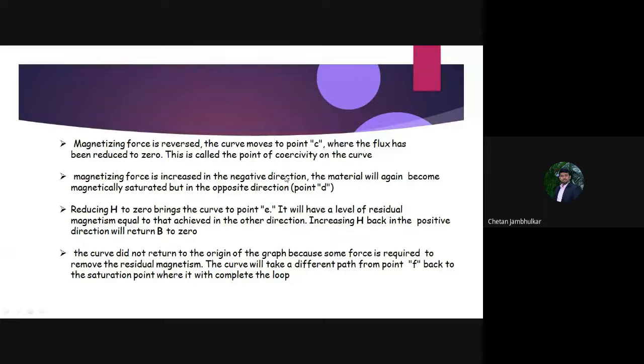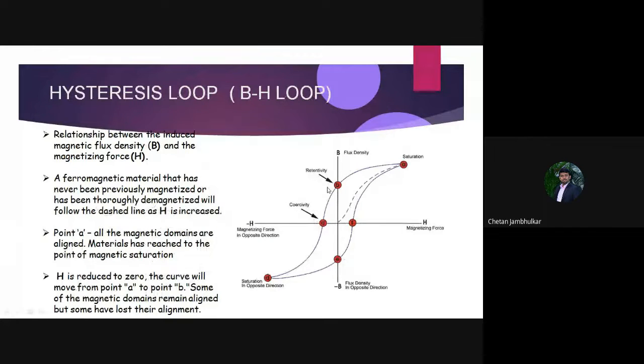This point C is called the point of coercivity of the curve. When the magnetizing force is increased in the negative direction, the material again becomes magnetically saturated, but in the opposite direction. At point D, this is the saturation in the opposite direction. That means the hysteresis loop is at saturation mode here.